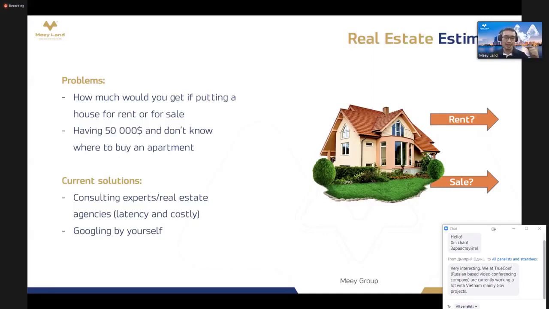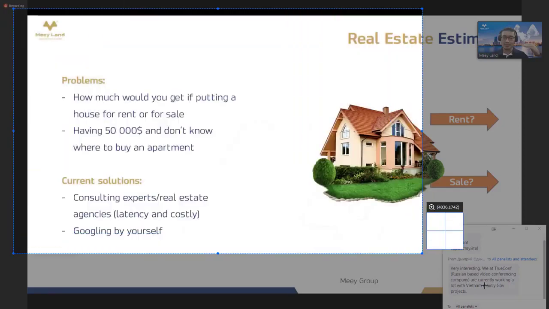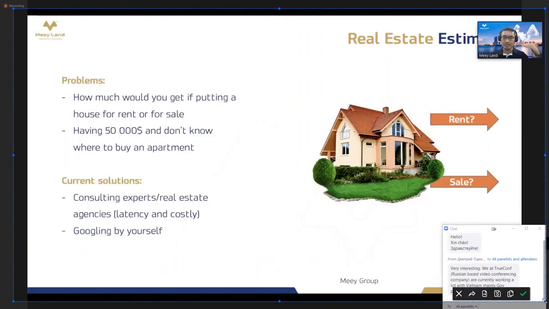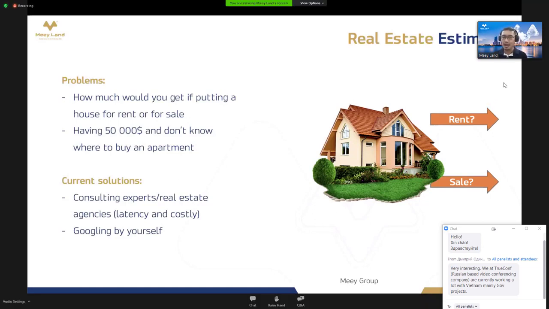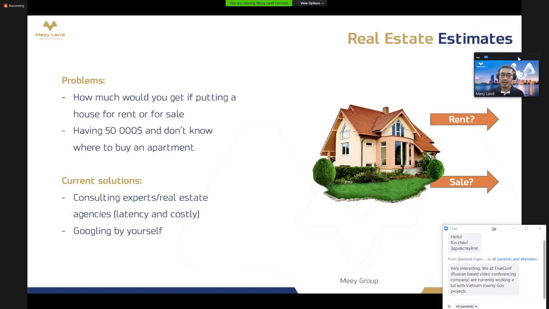So our aim is to develop an AI or a machine that when you put in the input, such as the location of the house, the area, the number of bedrooms, it will analyze that information and then return the number. Let's say if you sell that, it will be 500 million, for example. That is the problem that we are trying to tackle in Meeyland, this very specific real estate estimation.